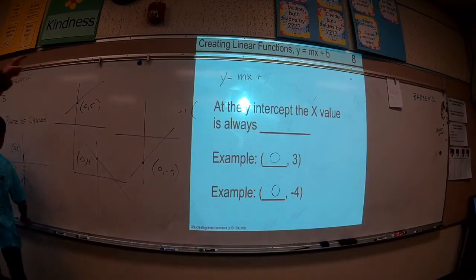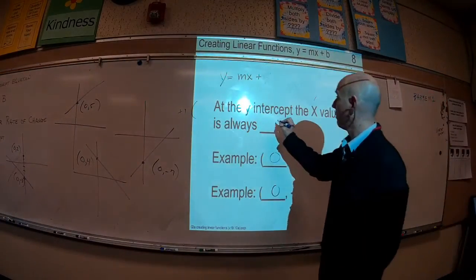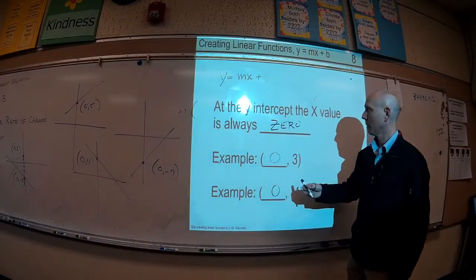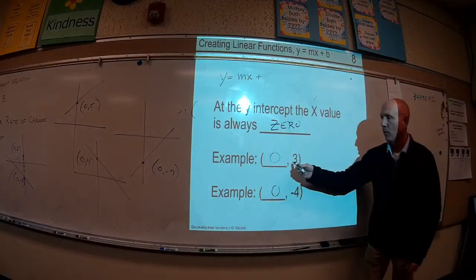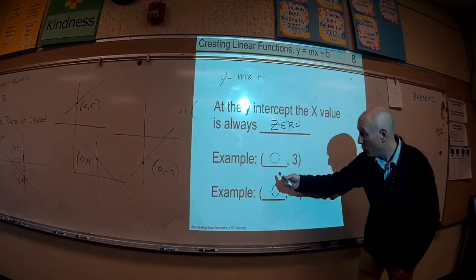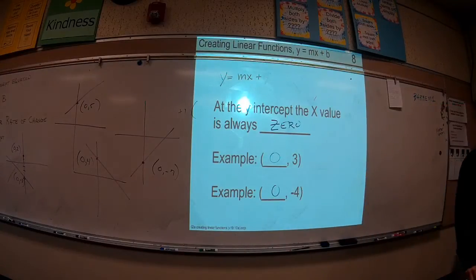It's always 0. In your notes, at the y-intercept, the x value is always 0. 0, comma 3, 0, comma negative 4, 0, comma 8. When I see the x, the 0, boom, I know I found my intercept. Get that into your notes. Give me the examples.